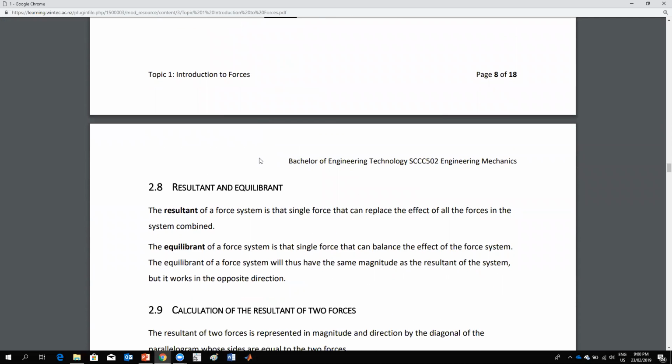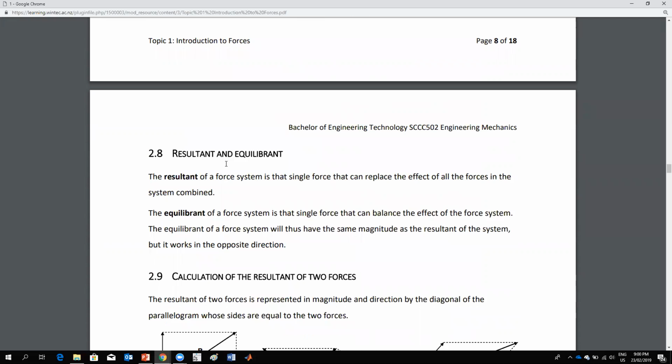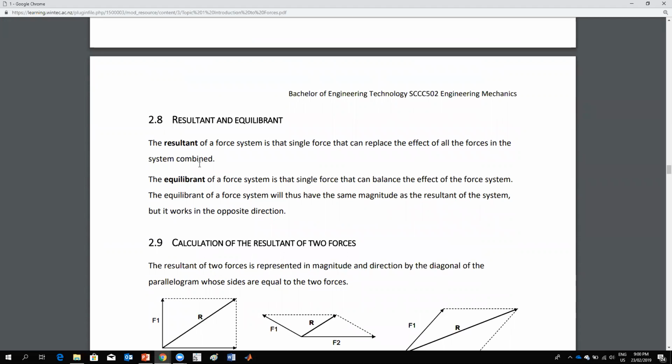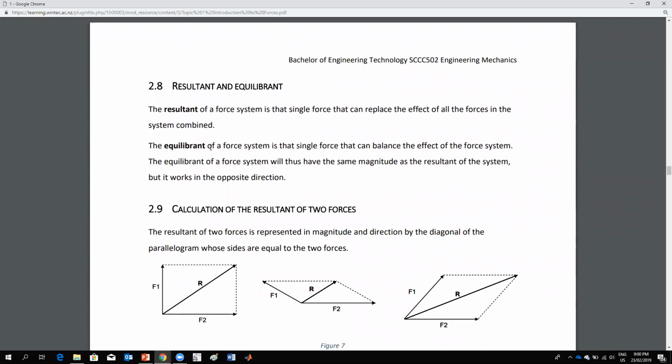We learned the difference between resultants and equilibrants. They are the same, but in opposite directions. So the equilibrant of a force system is the single force that can balance the effects of the force system, which is balancing the resultant force.